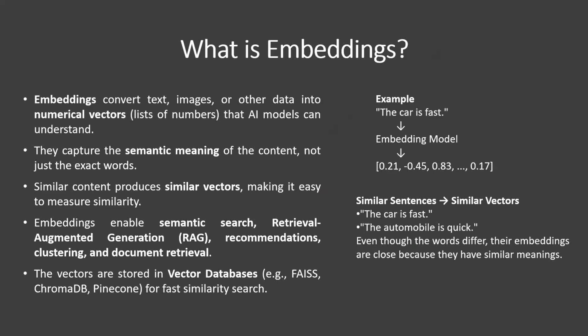So here, similar sentences give similar vectors. The car is fast, the automobile is quick. Even though the words differ, the embeddings are close because they have similar meanings. In these two sentences, car is the word in the first, and in the second sentence, it is automobile. So the LLM model understands the difference between car and automobile, and then it is going to think of both as the same.